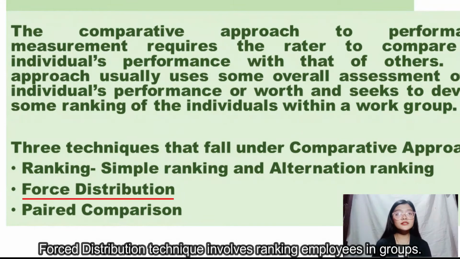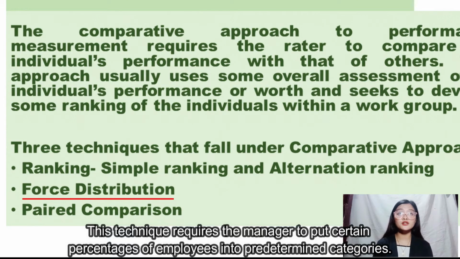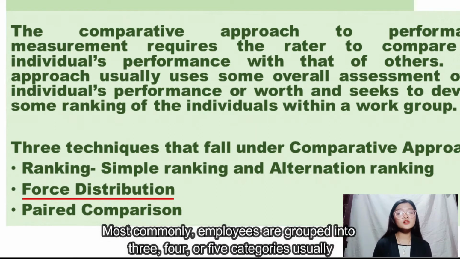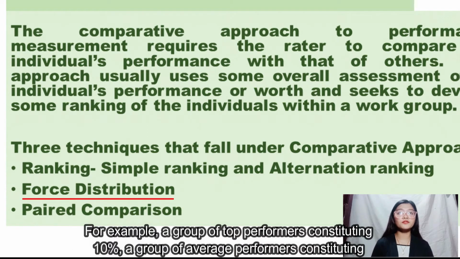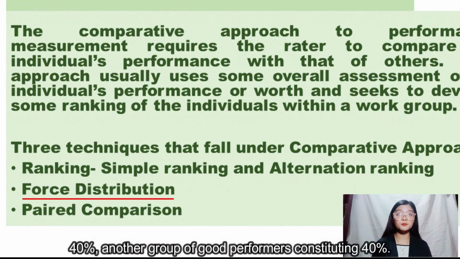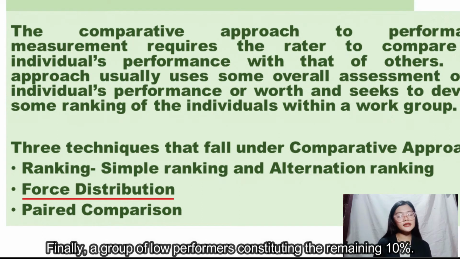Force distribution technique involves ranking employees in groups. This technique requires the manager to put certain percentages of employees into predetermined categories. Most commonly, employees are grouped into 3, 4, or 5 categories, usually of an equal size, indicating the best workers, the worst workers, and one or more categories in between. For example, a group of top performers constituting 10%, a group of average performers constituting 40%, another group of good performers constituting 40%. Finally, a group of low performers constituting the remaining 10%.